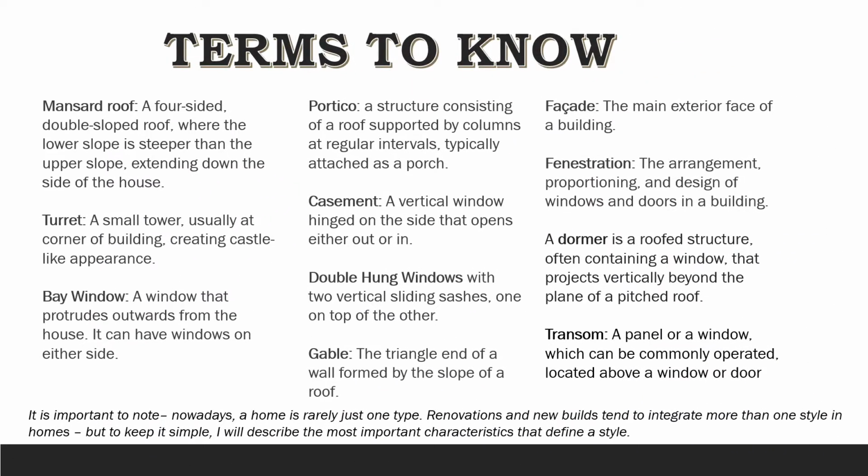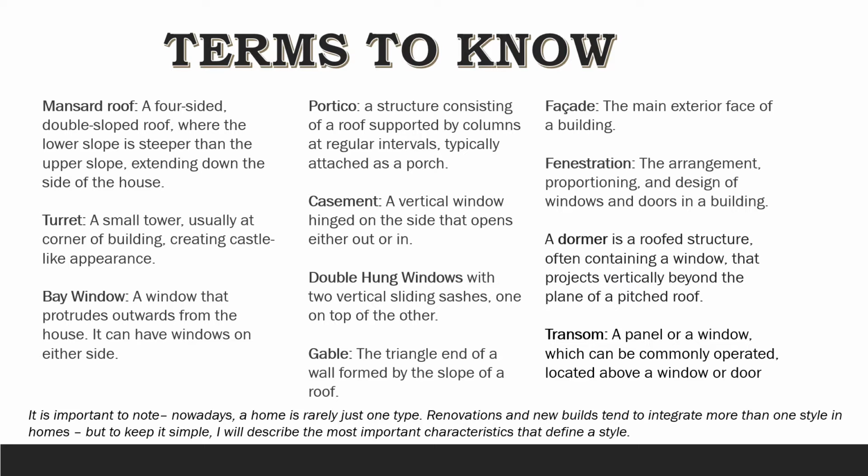First, we're going to go over a couple of terms. A mansard roof is a four-sided double-sloped roof where the lower slope is steeper than the upper slope that extends kind of down the side of the house. A turret is the small tower, usually at the corner of a building, creating that castle-like appearance. I'm sure you've seen those on those Victorian-style houses.